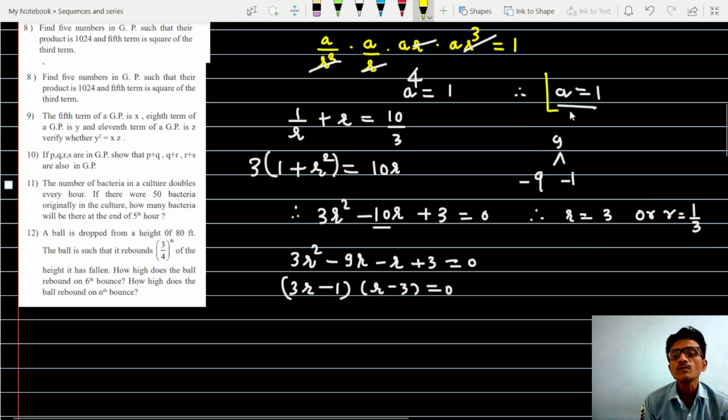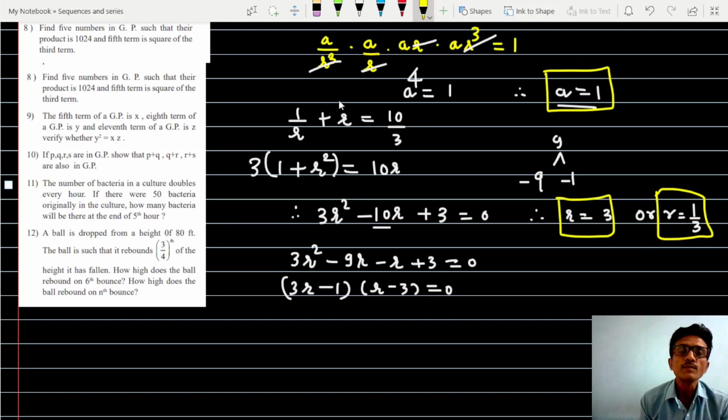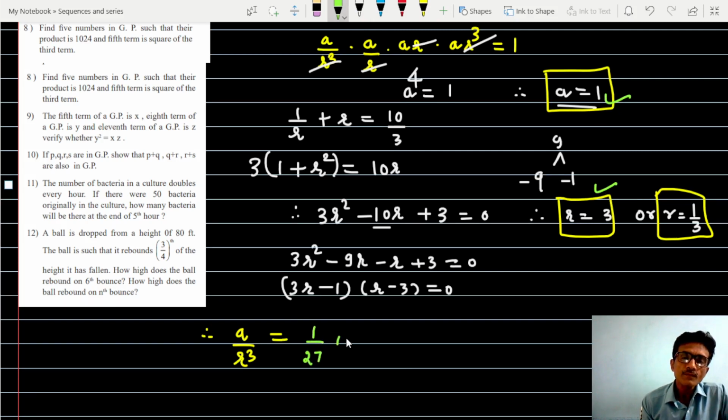So a is equal to 1 and r is equal to 3 or 1 by 3. Now what are the numbers? Therefore we have to find the numbers. Therefore 4 numbers: a upon r cube. If we take r is equal to 3 and a is already 1, then 1 upon 3 cube, that means 1 upon 27. Then a upon r is what?